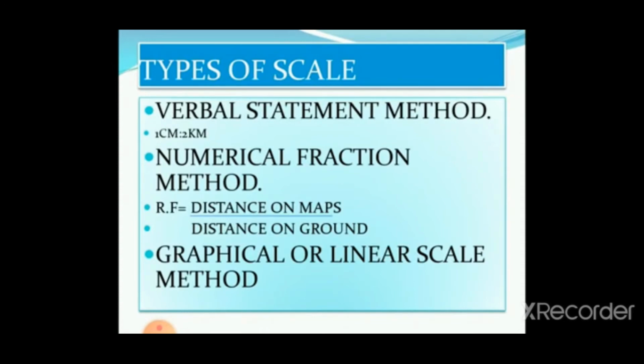The next one is the graphical or linear scale method, and this method is usually used in most of the maps, and it is considered a simple and accurate form. And this is the way in which the picture is given in your textbook itself. You can see it here. It's of 2 parts. The first is called the primary division, and it's further divided into 2 small parts, the primary and the secondary division.